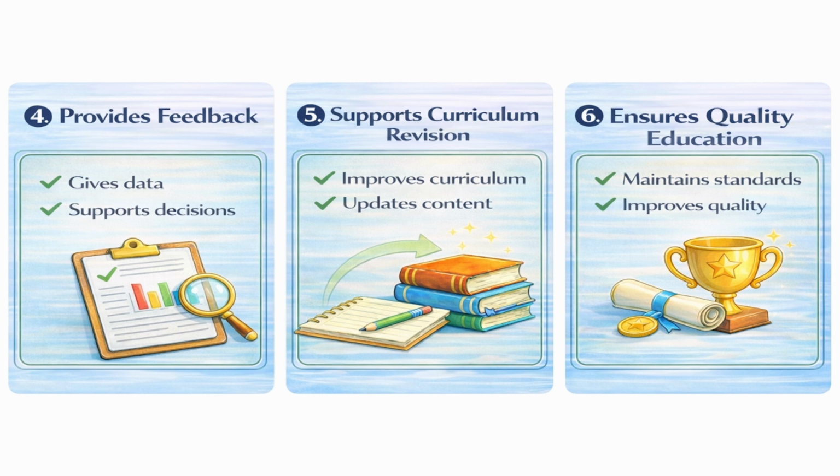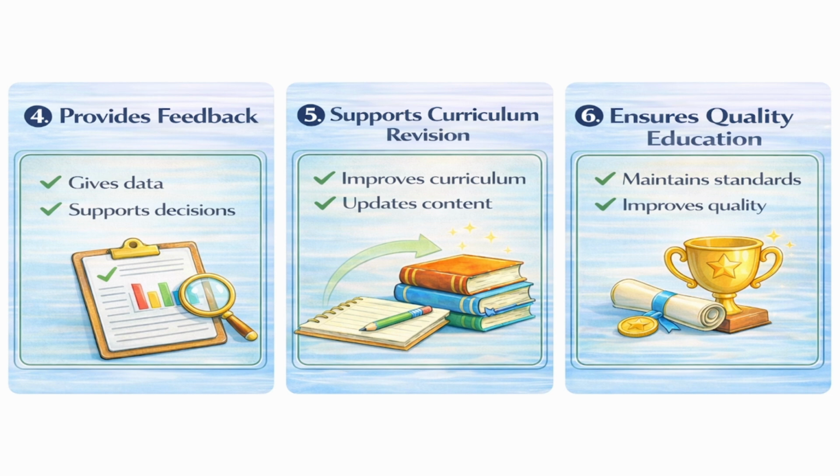The next one is support curriculum revision and updating. This means evaluation indicates when the curriculum needs revision to meet new educational or societal needs. For example, if evaluation shows that students lack digital skills, the curriculum may be updated to include ICT or computer education. And the last one is ensure quality education. This means continuous evaluation helps maintain high educational standards and ensures that the curriculum effectively supports students' learning. For example, school-based evaluation may highlight learning gaps, leading to improvements in curriculum content and teaching practices.